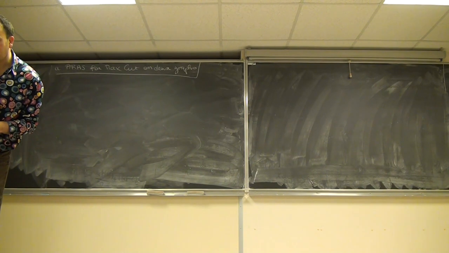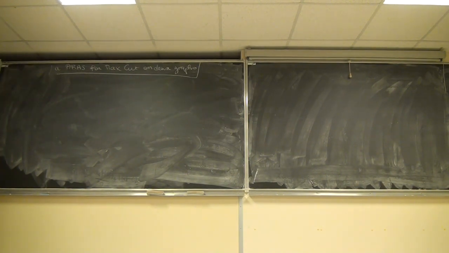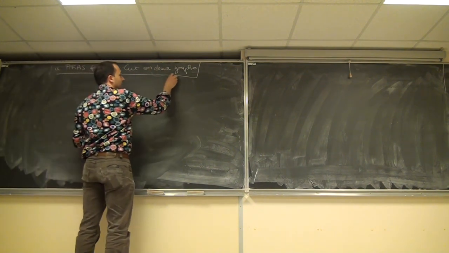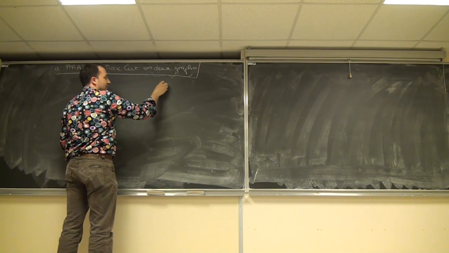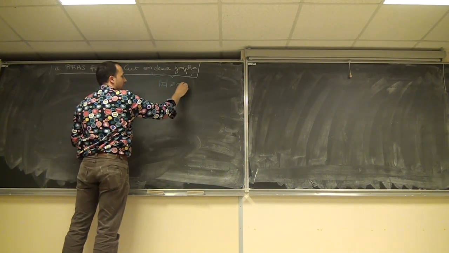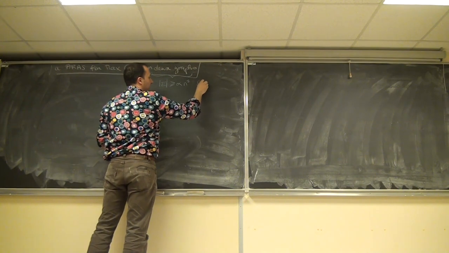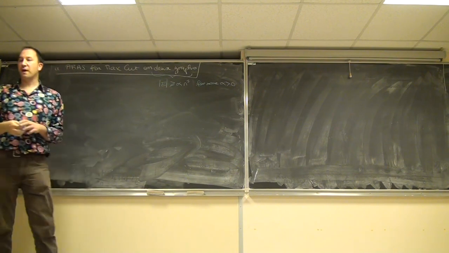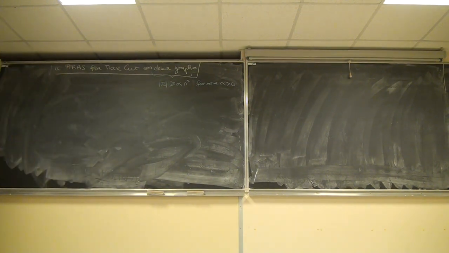So in the next hour and 15 minutes, we will try to design a randomized approximation scheme for max-cut on dense graphs. Let's start with defining what this means. Dense graph means that the number of edges is larger than alpha n squared for some constant alpha. So you have at least alpha n squared edges in your graph.